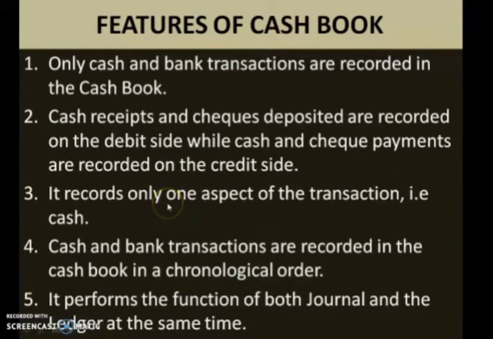Now it records only one aspect of the transaction. See, in the cash book we record only the cash dealings. Credit dealings are not accepted. Next point is cash and bank transactions are recorded in the cash book in chronological order. So in the order of happening of an event, we record the transaction in this book, date wise.